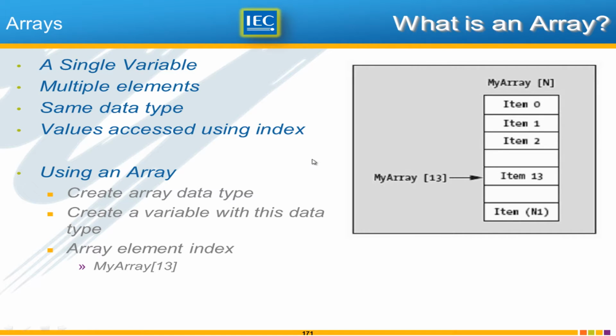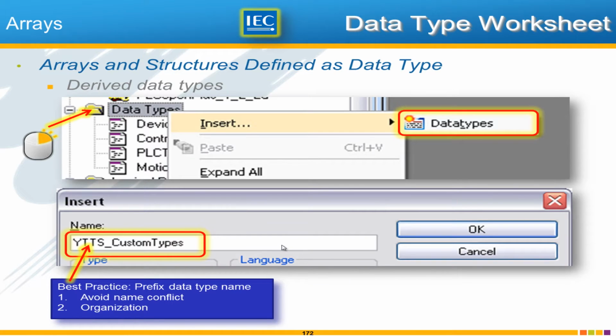And so how do you use these in the software? You first have to create an array data type. You then create a new variable with this custom data type, and then you can access the data using the index and that variable. So we need to create our own data type, and to do that you'll right-click on the data types folder and choose Insert Data Types, and we'll give it a name.